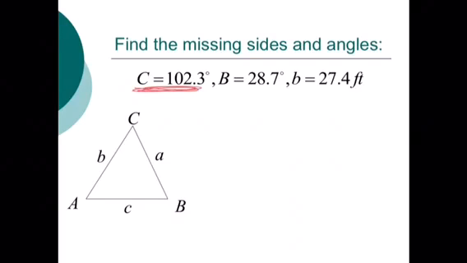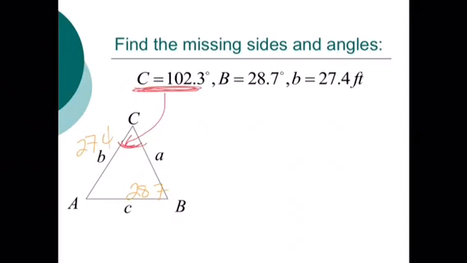Alright, let's go ahead and label our things though. So I know that angle C is 102.3 degrees, so it would be this angle here. I know that angle B is 28.7, so this is 28.7. And I know that side B is 27.4 feet, so 27.4.